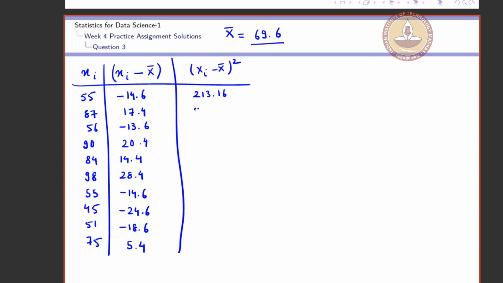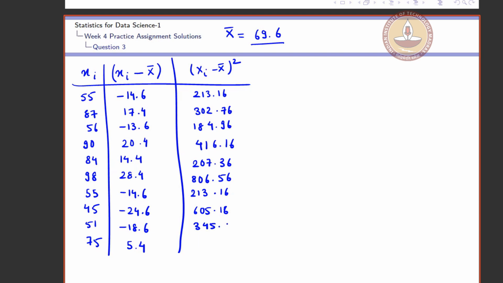213.16. This is going to be 302.76. This is 184.96. This is going to be 416.16, 207.36, 806.56, this is 213.16, 605.16, this is 345.96, and this is 29.16.